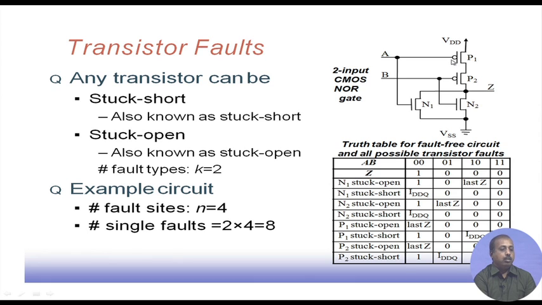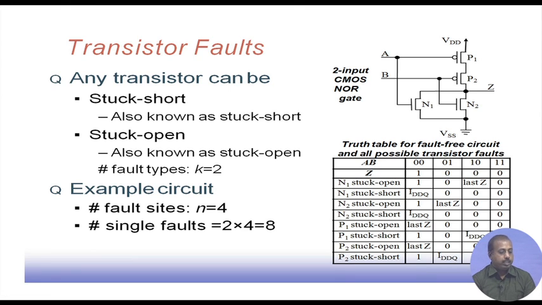So, as a result, whatever input we apply here does not reach this gate, and until and unless this gate gets enough potential, no channel is established between the drain and source. As a result, the transistor is taken as open. So, there are two types of faults that we will consider for transistors. One is called stuck short fault, another is called stuck open fault.